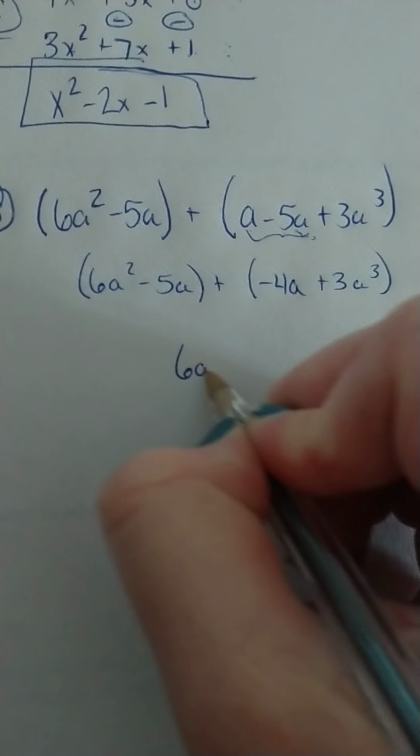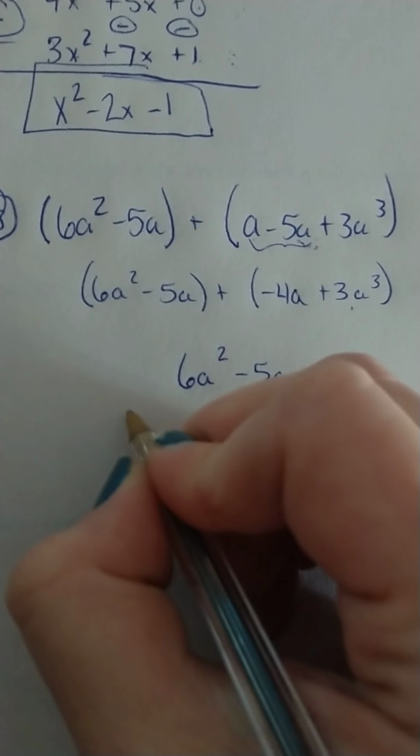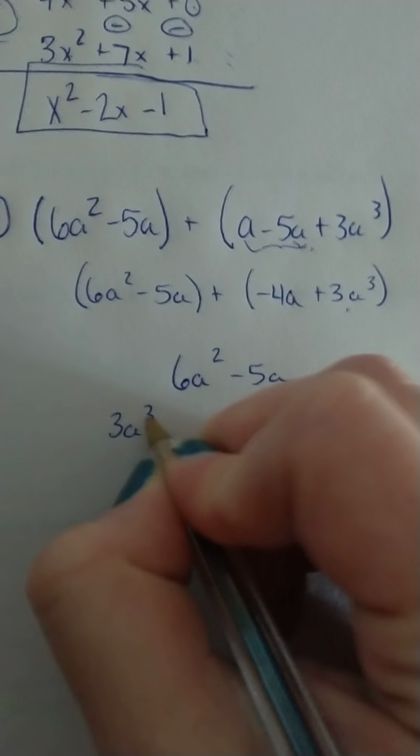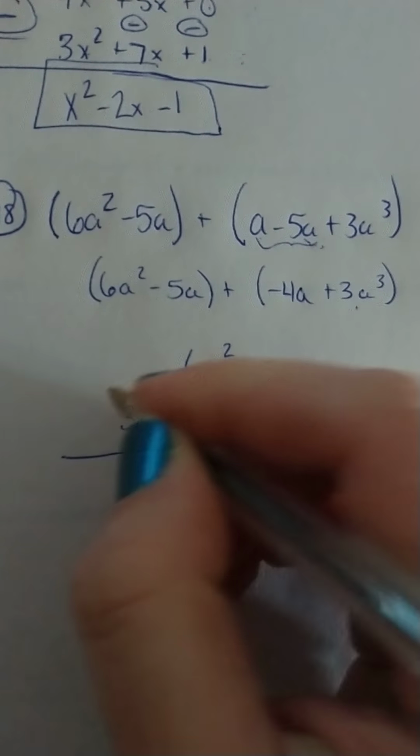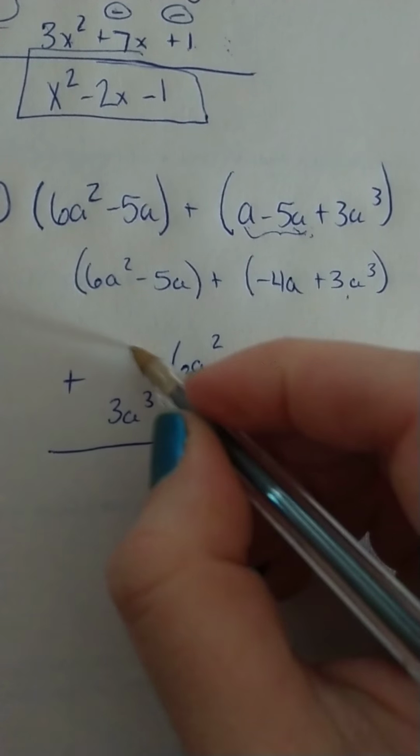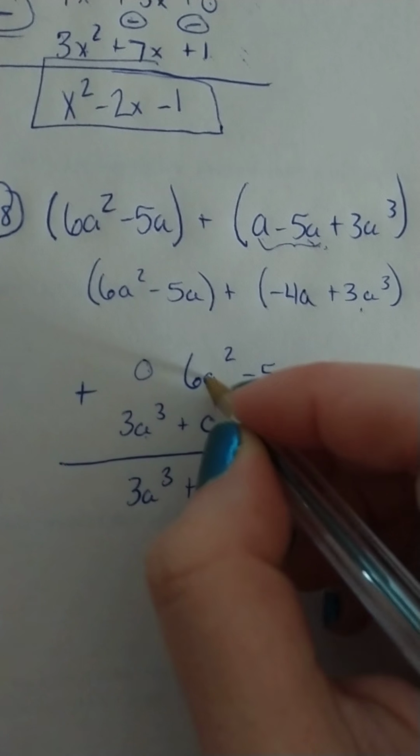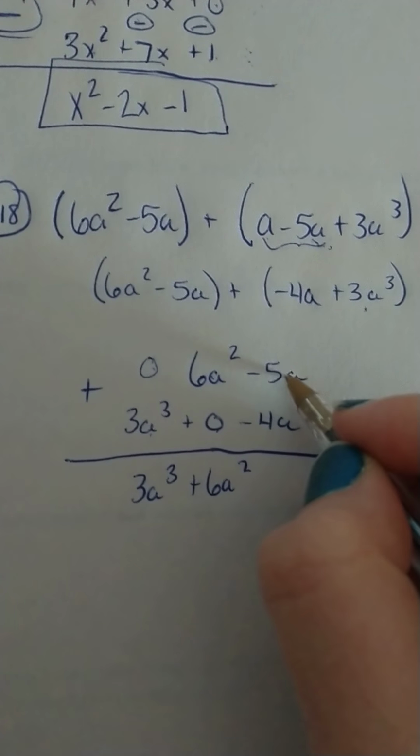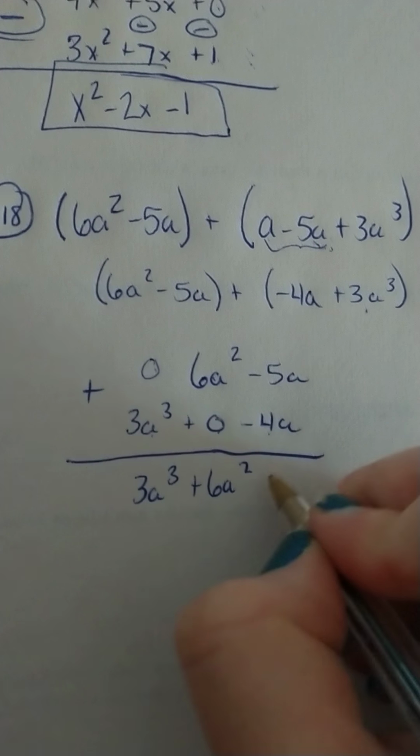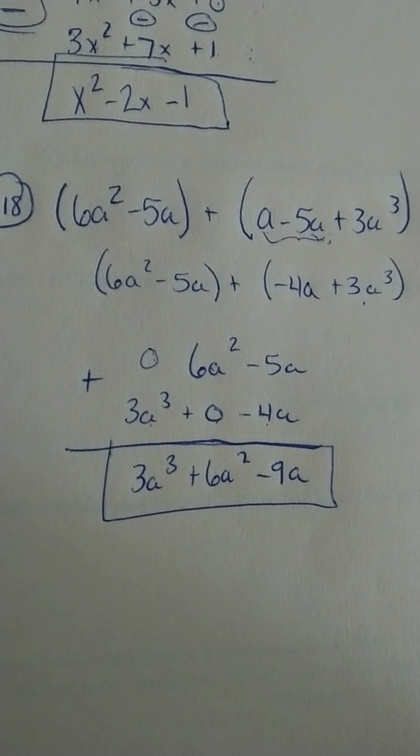Now let's go ahead and line everything up. So 6a squared minus 5a, and then we've got 3a cubed plus 0 minus 4a. And we are adding these together. So nothing plus 3a cubed is 3a cubed. 6a squared plus nothing is 6a squared. And a negative 5a plus a negative 4a is a negative 9a. Hey, that looks a lot prettier.